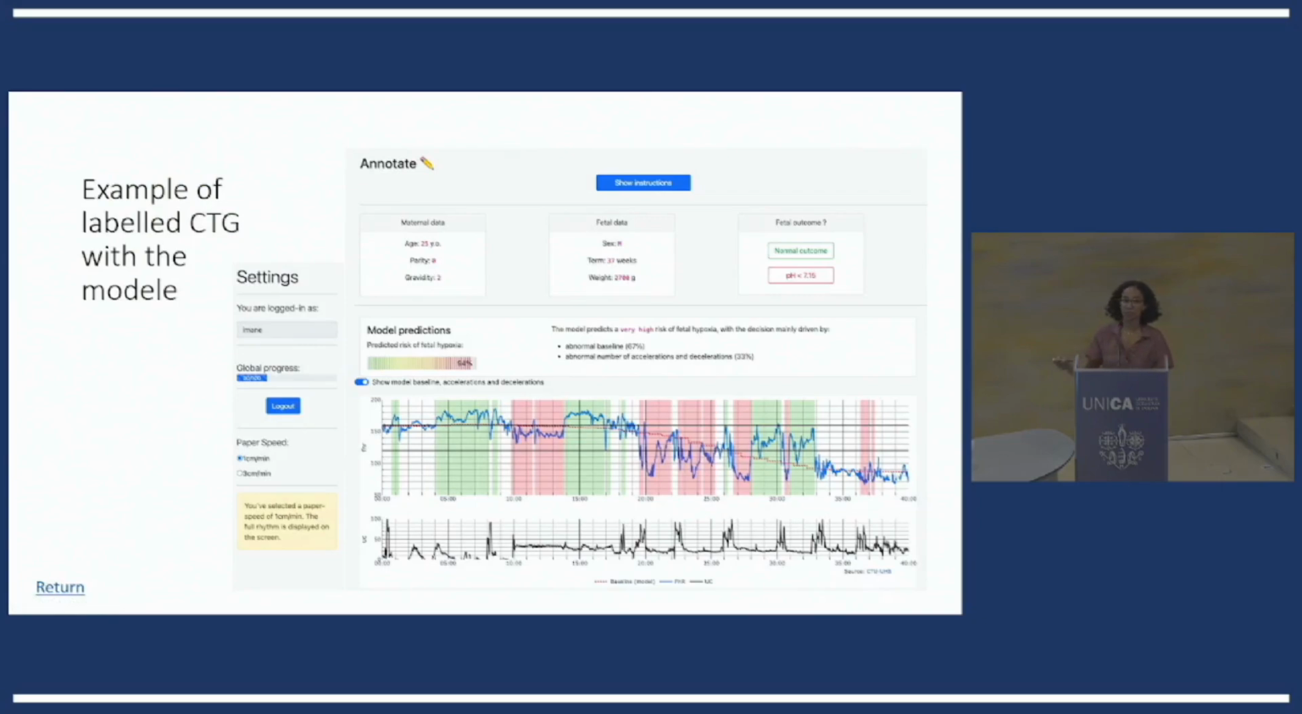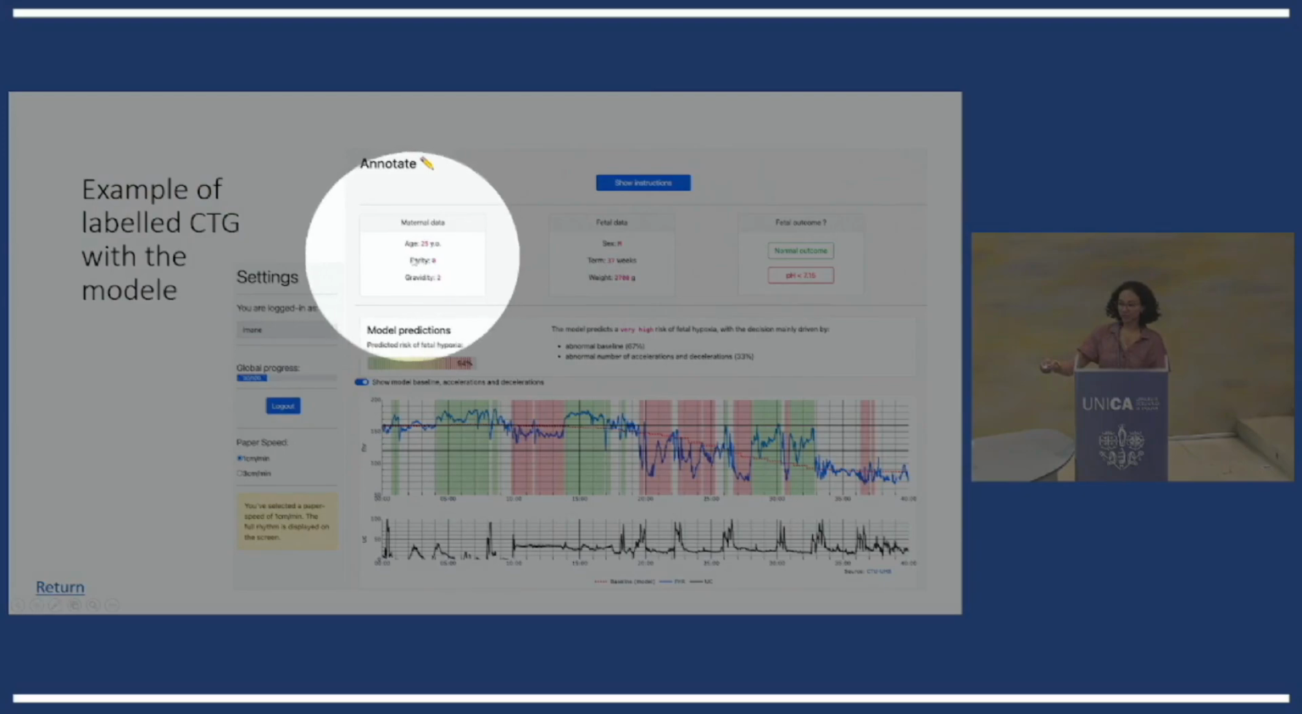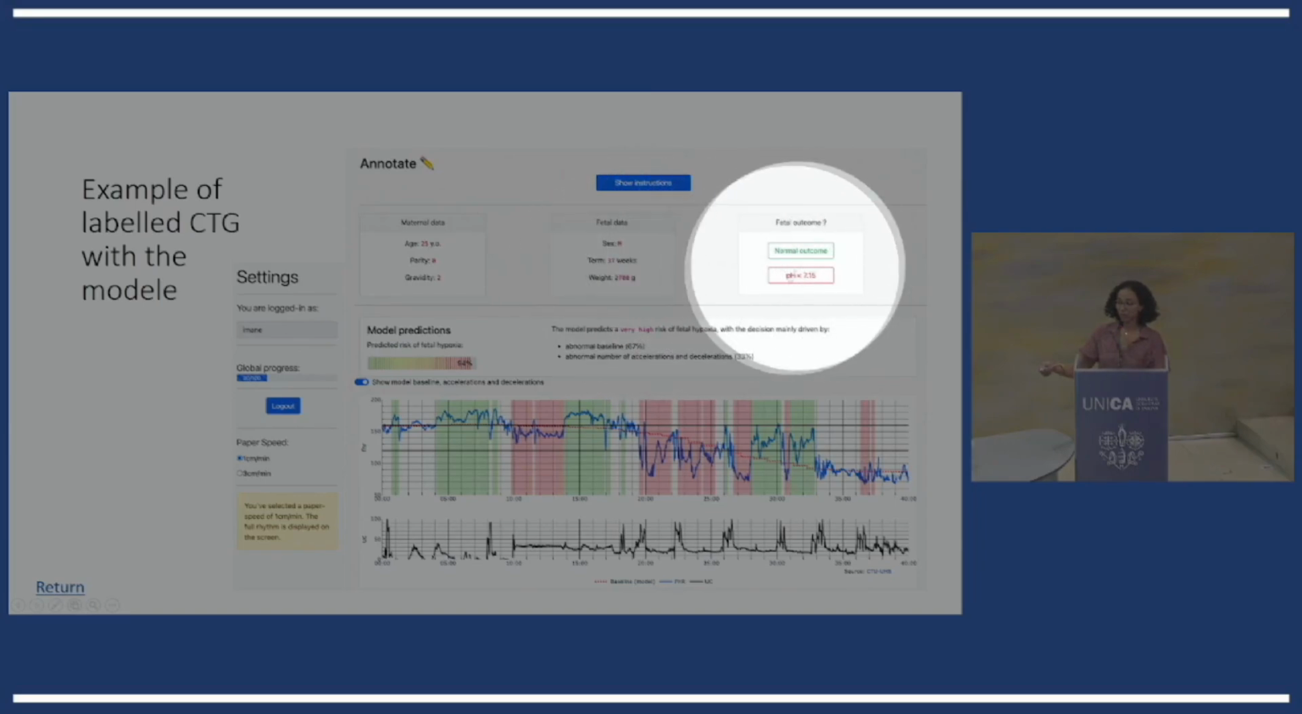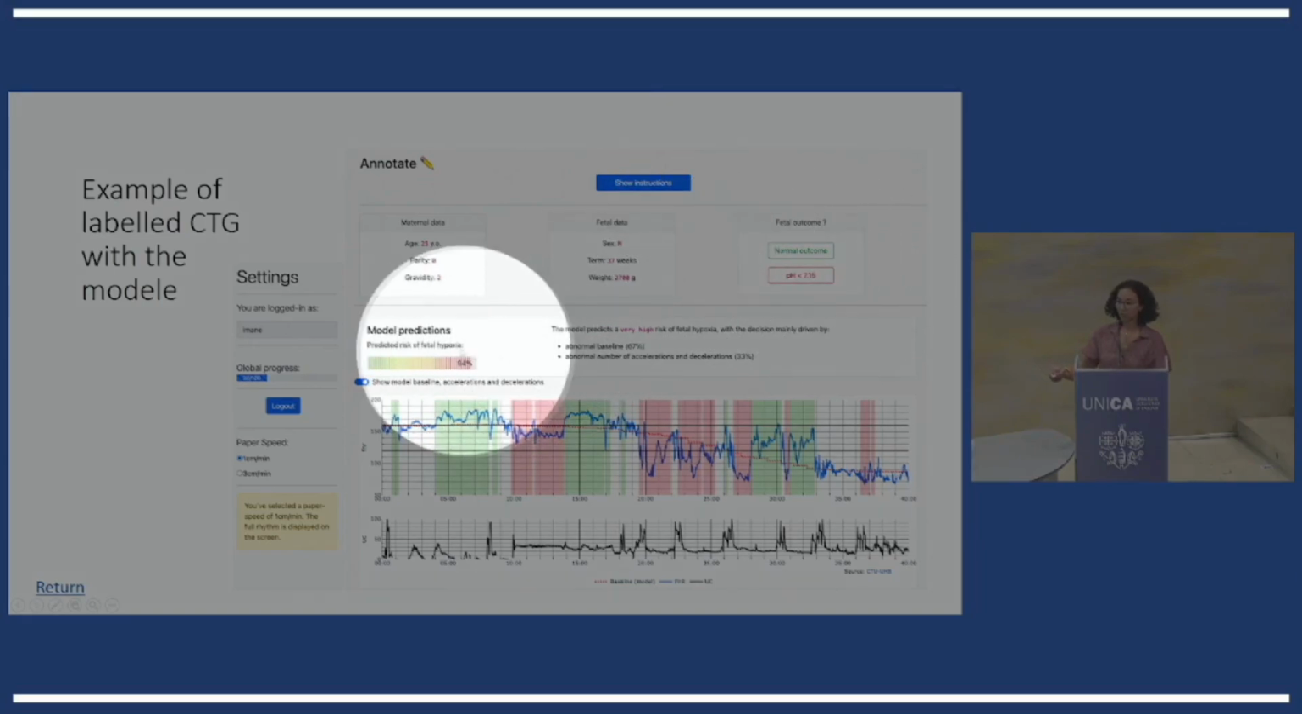So they have different kinds of information. They have some clinical data: the age of the patient, her parity. They have the sex of the fetus, the term, and the neonatal weight. They have to decide if they think the pH was below 7.15 or if it's normal. And they have 3 different annotations.